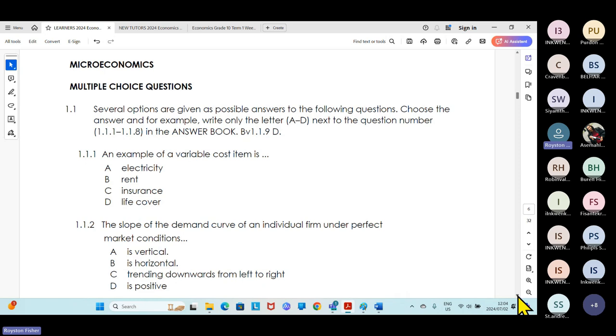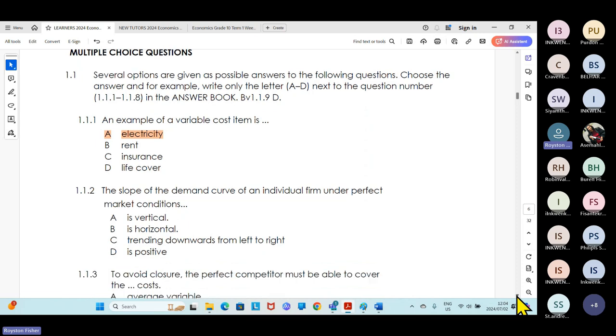The first question is 1.1.1, an example of a variable cost item is. So in order for you to understand or give an answer, you need to know what a variable cost is. Variable cost changes as production changes. So life cover, we eliminate that. Insurance, that is a fixed amount you pay. Rent is also a fixed amount. Therefore, the answer would be A. And thank you to Inkulwesizwe for your answer. I do see your answer on here. Thank you.